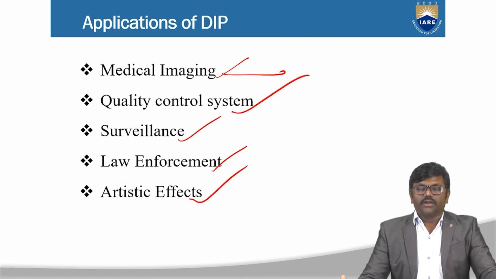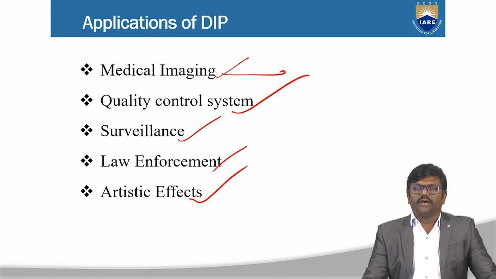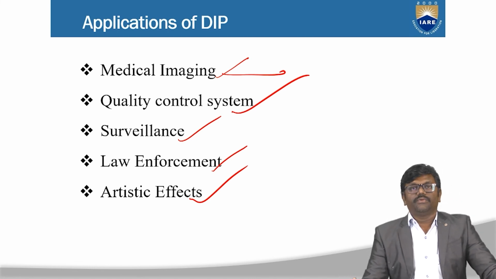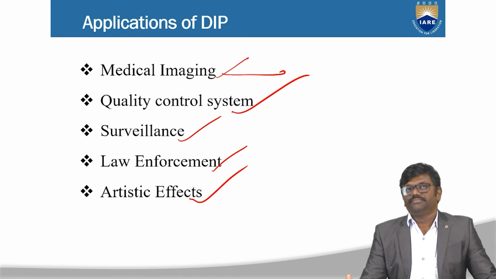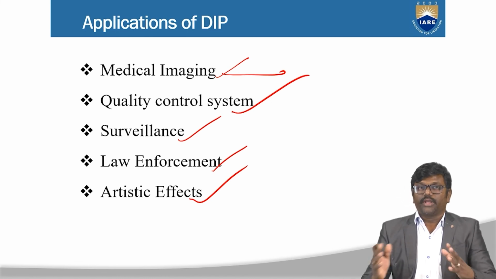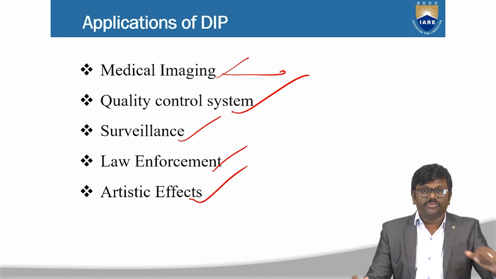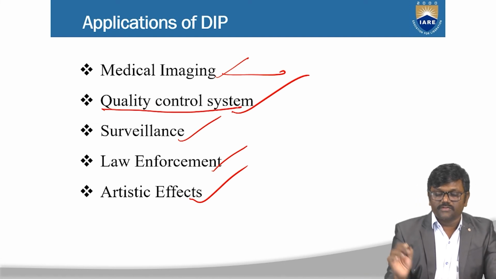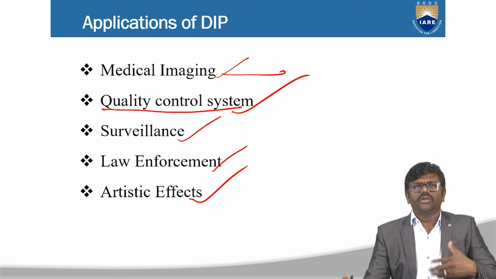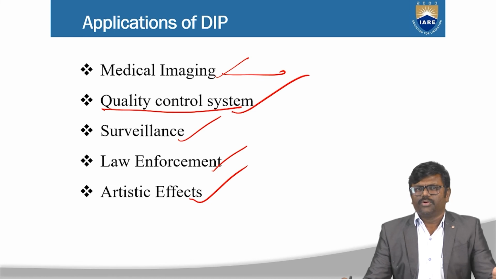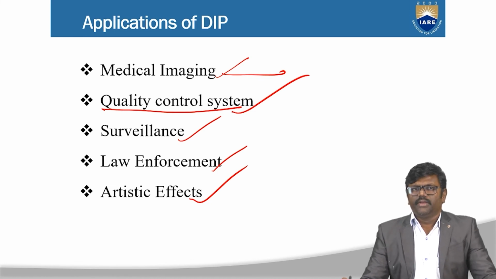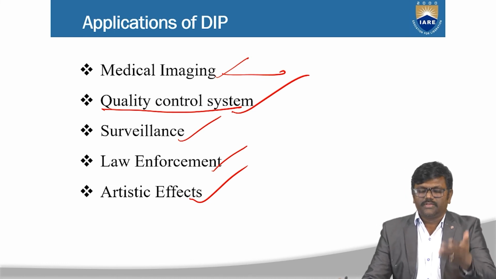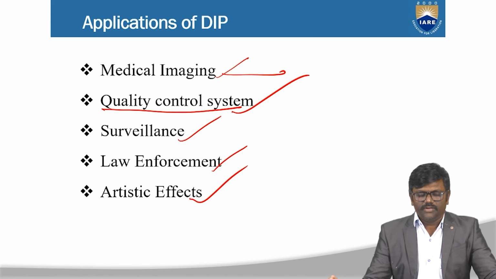Next, quality control system. After completion of any product, the outcome of the product we can check by the process of digital image processing in terms of a quality control system. We are going to see in detail how we can prepare a digital image processing system for quality control. Later on we will discuss.